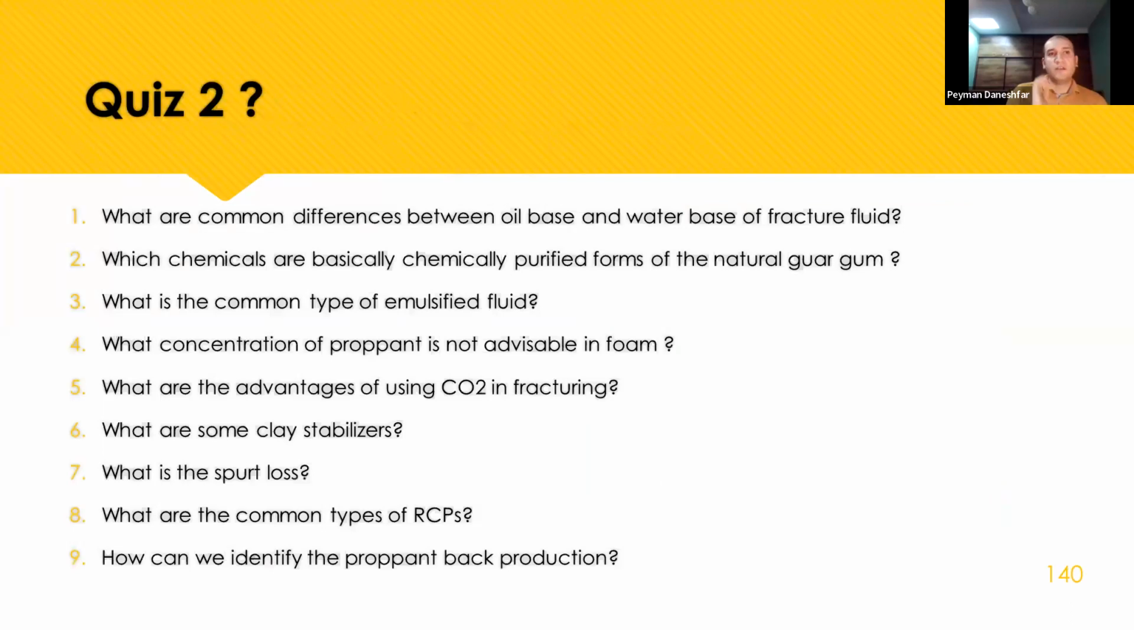So now we can take a 5 minute break. And again, we will do the design procedure and fracture equipment. This is quiz two. If anybody wants to answer, please write it in the comment box. Thank you. Now a 5 minute break.